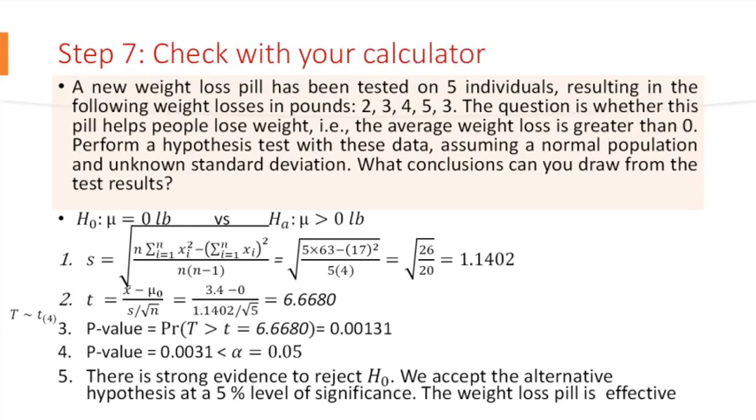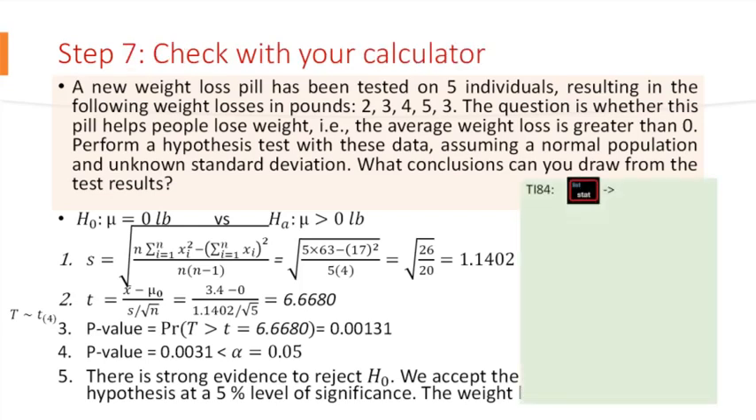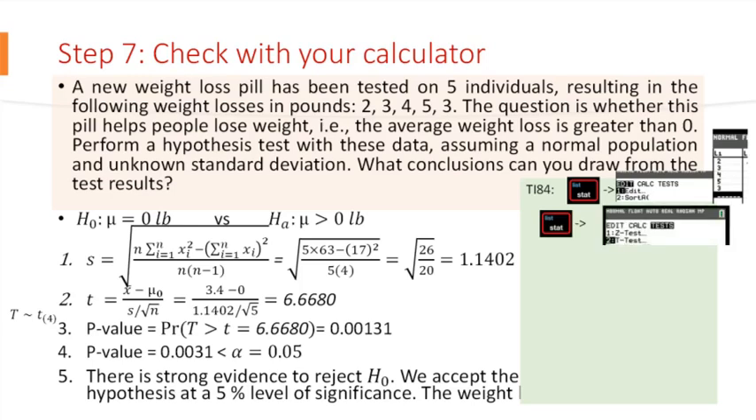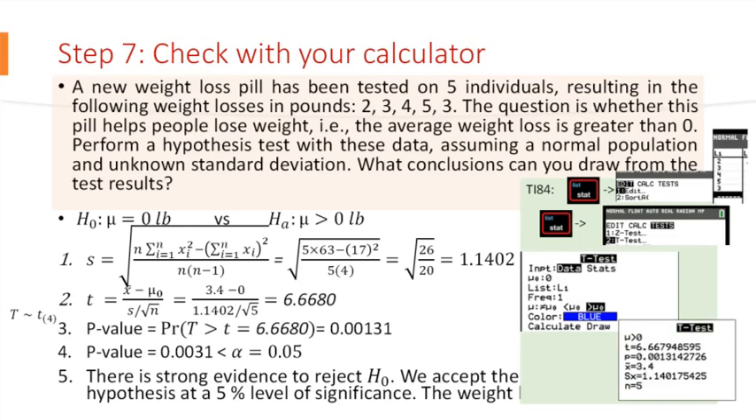Once again, we can check our result using your calculator. First press Stat. Choose 1, Edit. Then enter the data 2, 3, 4, 5, 3 in list 1. Then press Stat, Tests, 2, T-Test. Then choose Input as Data, mu0 as 0, list as list 1. For the alternative hypothesis, choose greater than mu0. Then press Calculate. You check the t-value, the standard deviation, and the p-value is 0.00131, which is the same as our calculation. Magic! That finished your t-test.